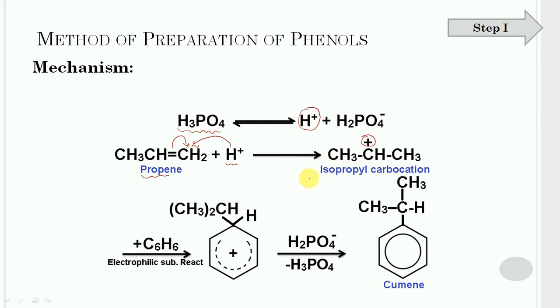In the next step, benzene adds to the isopropyl carbocation, and it is an electrophilic substitution reaction. First of all, this intermediate will get formed, and in the next step it will lose this proton so that cumene will get formed. So this is the first reaction, involving Friedel-Crafts alkylation.